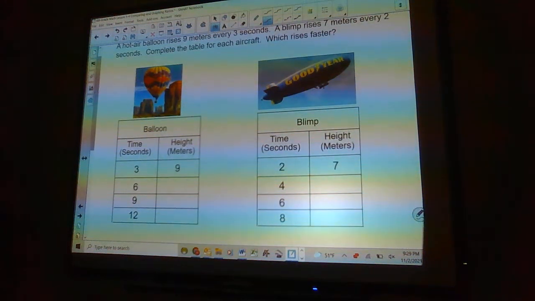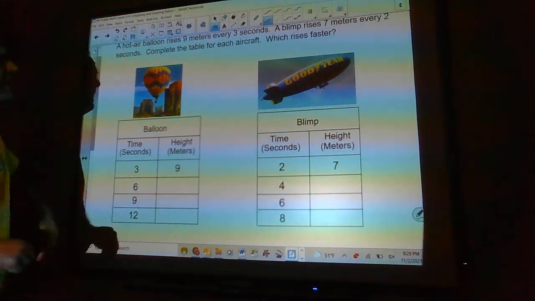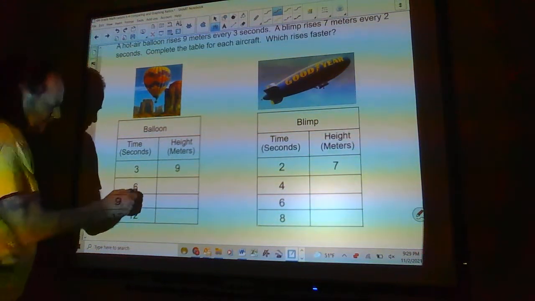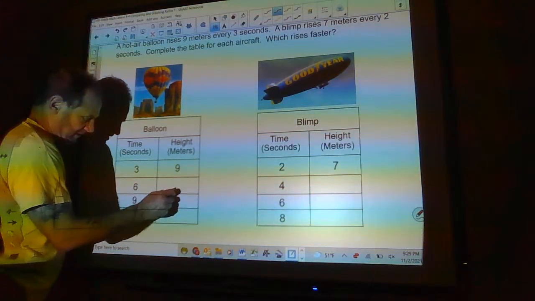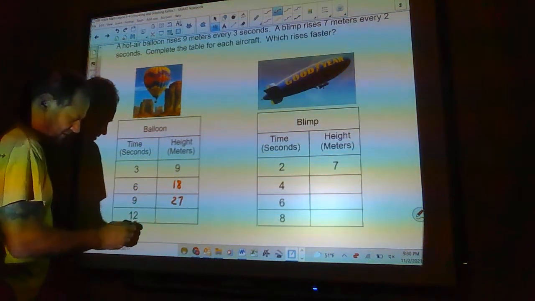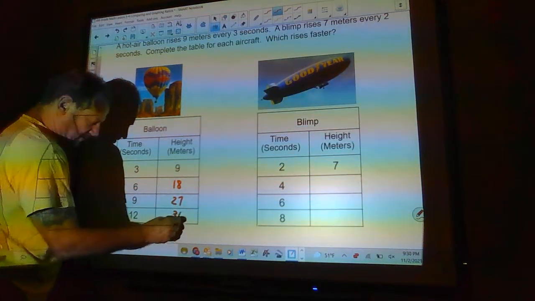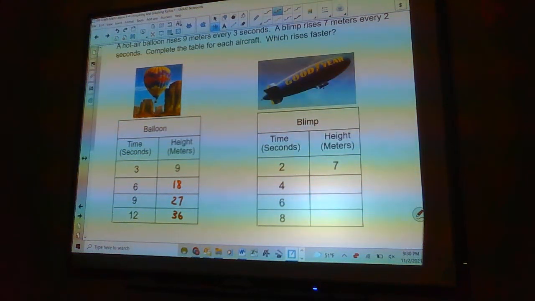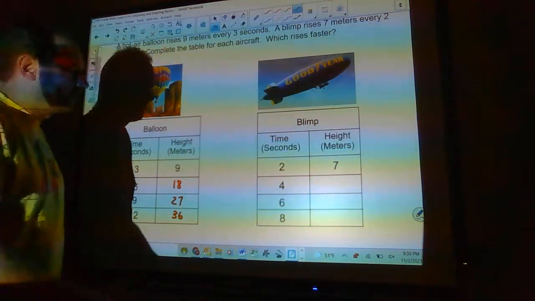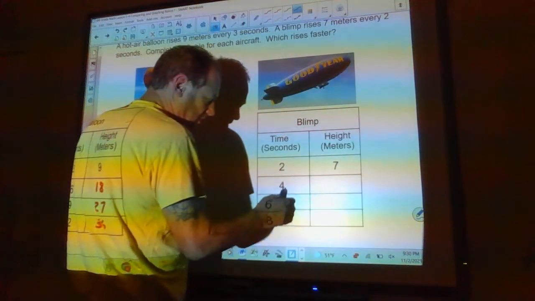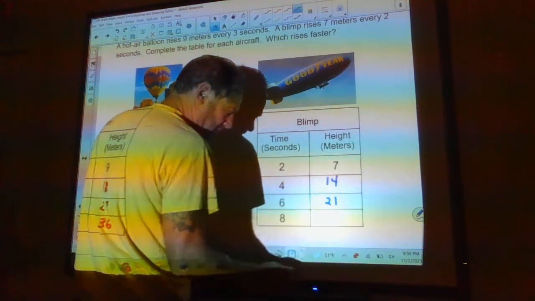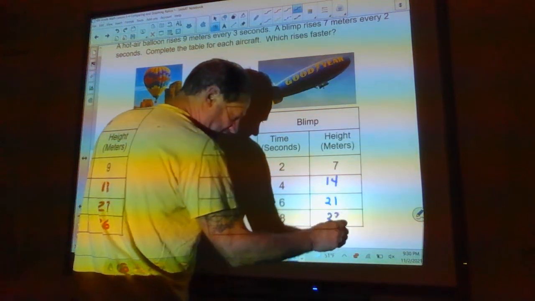So, it rises 9 meters every 3 seconds. There's a 3-second gap here, so there's going to be another 9 meters here. It's going to be 18. Another 3 seconds is going to be another 9. That's 27. Another 3 seconds is going to be another 9, so it's going to be 36. Okay, so we've completed that table. Now over here, every 2 seconds it rises 7 meters, so this is going to be 14. And another 7 is going to be 21. And another 7 is going to be 28.